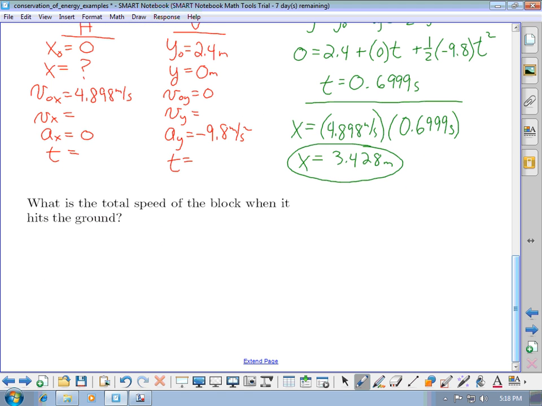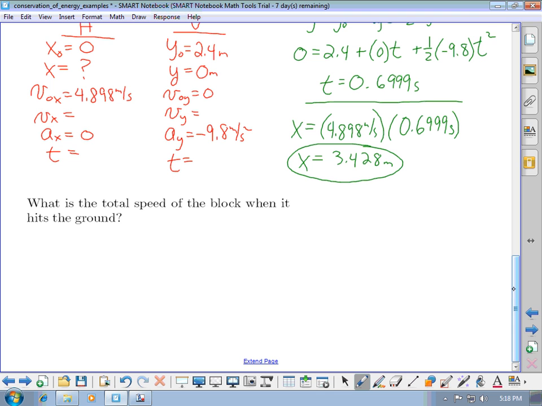Okay, the third part. What is the total speed of the block when it hits the ground? Because we've been doing this problem, this middle part, we did using kinematics. The most common thing that people would think of to do this would be to use kinematics to find the speed. And so I'll first do it that way, and then I'll show the other way that we could do this using conservation of energy.